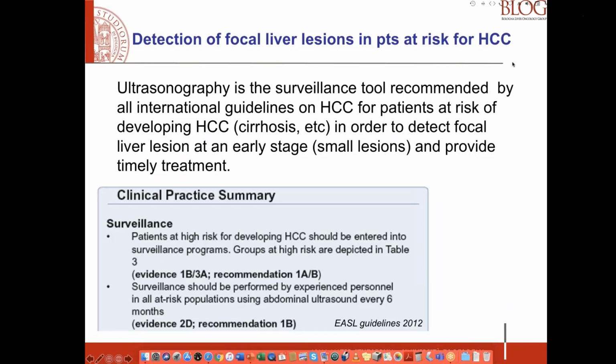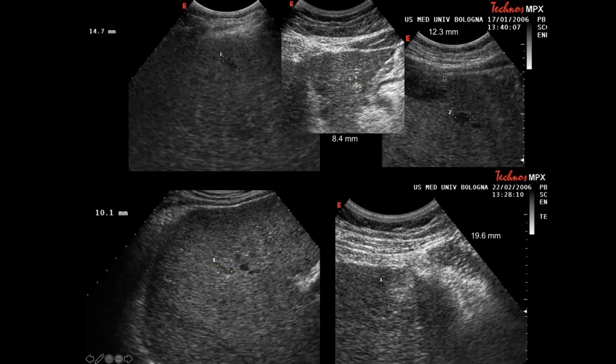So ultrasonography is the surveillance tool recommended by all international guidelines to be performed in patients at risk for HCC. These mainly correspond to cirrhotic patients. I'm not going into details of a few additional categories, but most of them correspond to patients with advanced chronic liver disease, regardless of the etiology. So with ultrasound, we detect hopefully tiny lesions, because the final goal is to detect lesions when they are small and better curable.